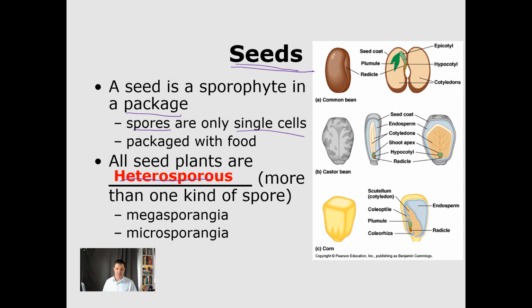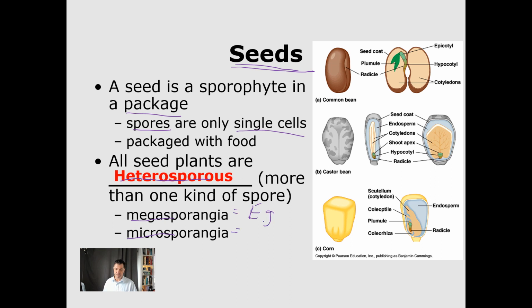And seed plants are what we call heterosporous, which means they make more than one kind of spore. So there are megasporangia that make large spores, which will be eggs. And there are microsporangia, which produce small spores, which will end up being sperm.